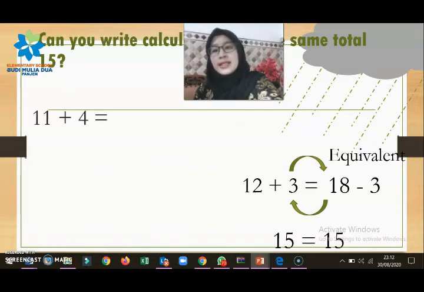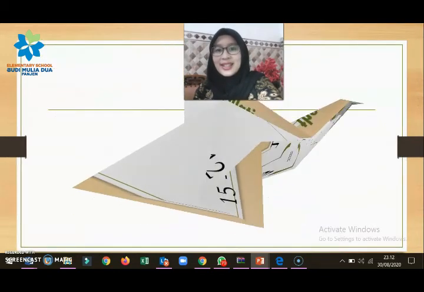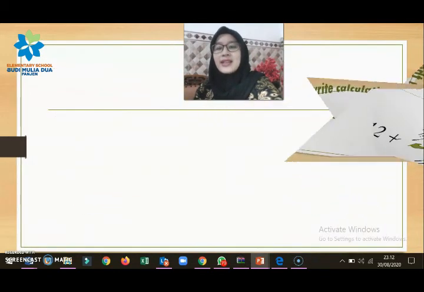Let's see the next. 11 plus 4 equals 15, right? And we can find out the subtraction form with the 20 minus 5. Yeah, they have the same total. Jumlah mereka sama, 15 and 15, so they are equivalent too. Okay, it's easy, right? Yeah, okay, let's continue.